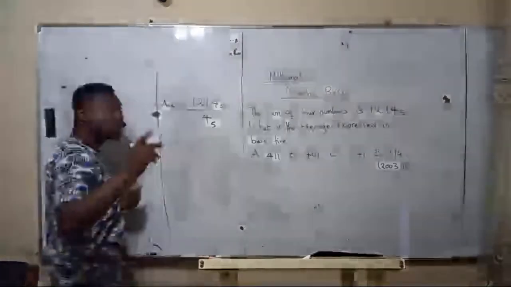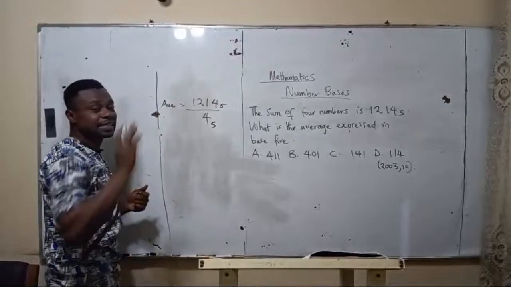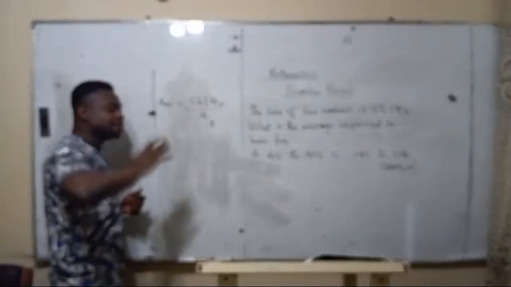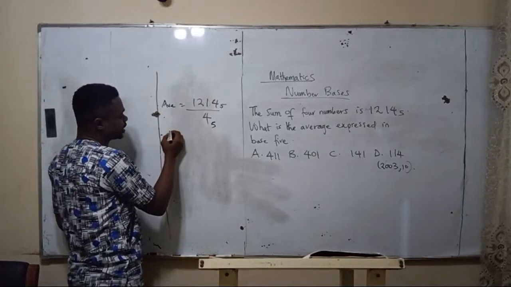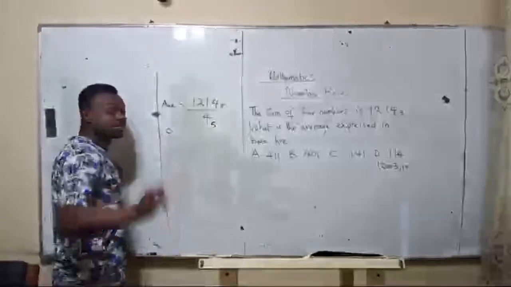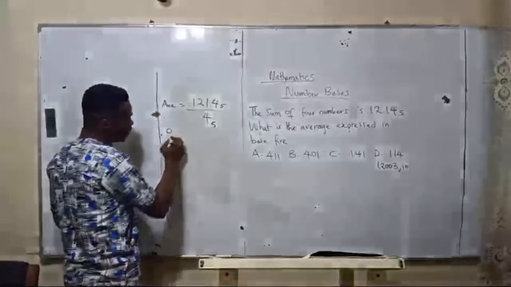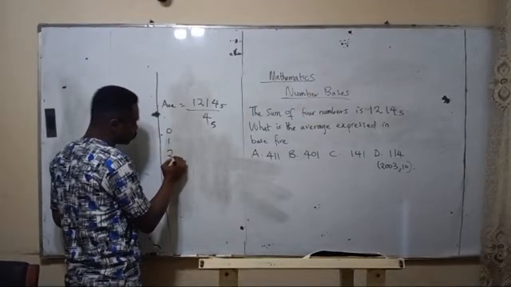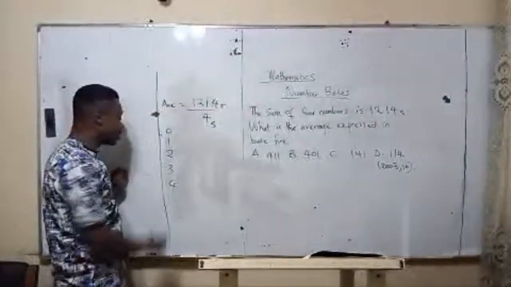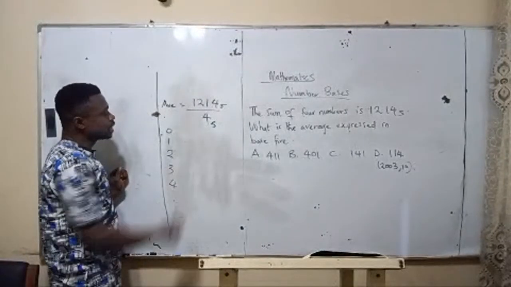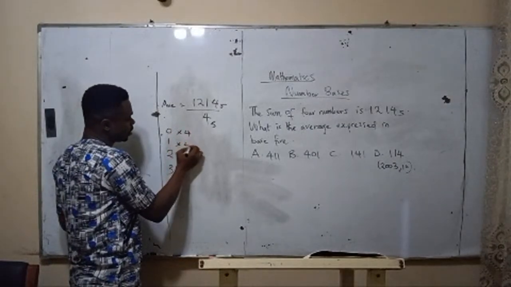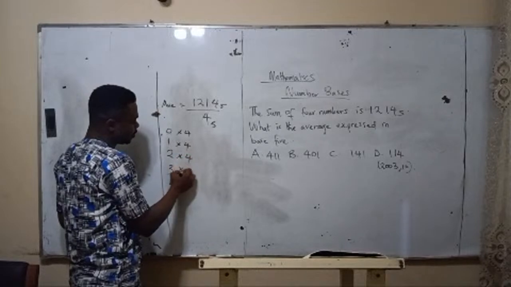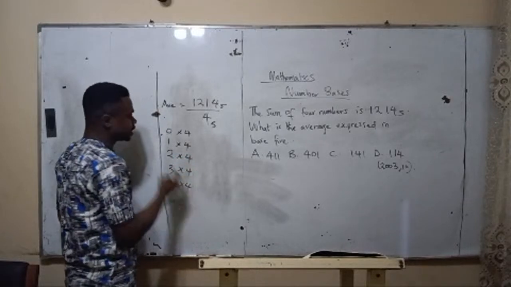So let's list all the possible numbers that should be in base 5. This one is 0. Remember, all the digits must be less than 5. So 0 is less than 5, 1 is less than 5, 2 is base 5. Any other one cannot be. So we start multiplying it by the divisor. Times 4, times 4, times 4, times 4, times 4.